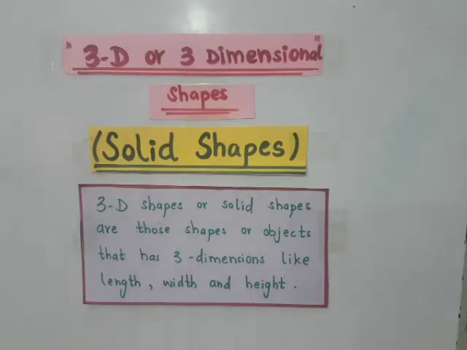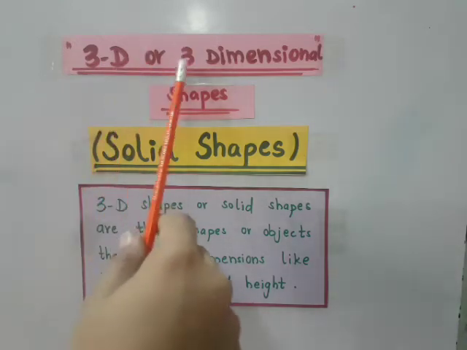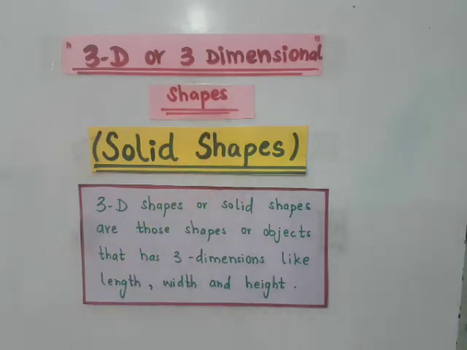Today we learn more about shapes, and we learn about 3D or three-dimensional shapes, which are also called solid shapes. 3D shapes or solid shapes are those shapes or objects that have three dimensions: length, width and height.